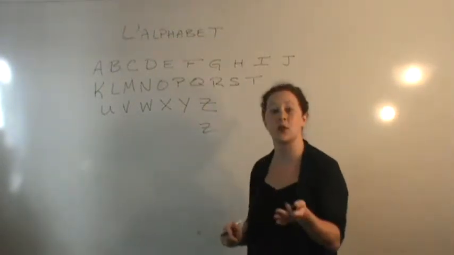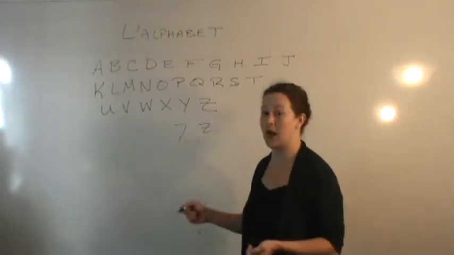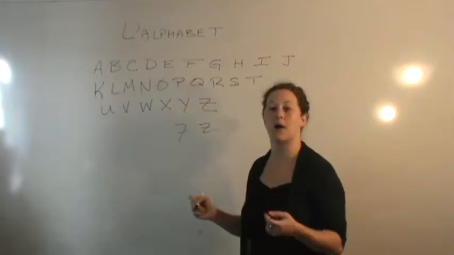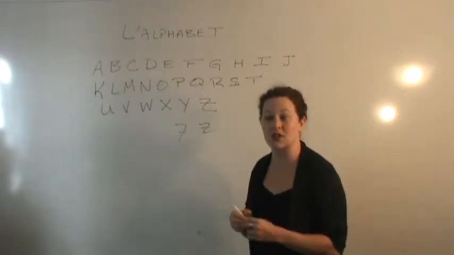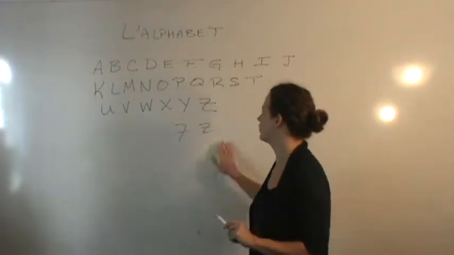You will see this also with the number 7, and you may have seen this as well. Some people write it with a slash in the middle of it, and you will see that in the French numbers as well. So the Z is really the only thing that may be a little different for you.